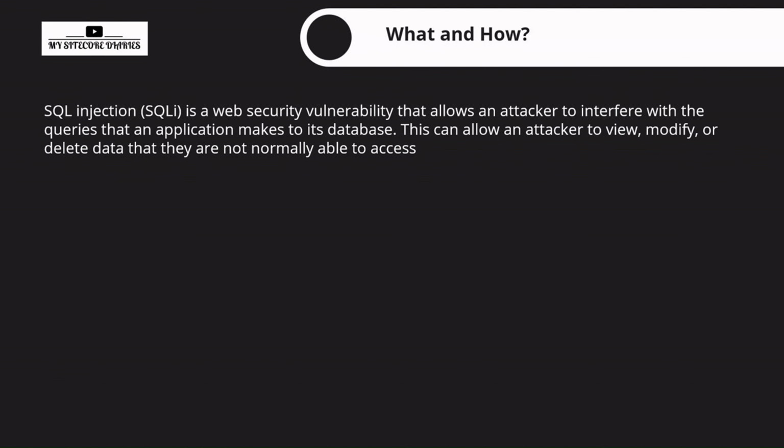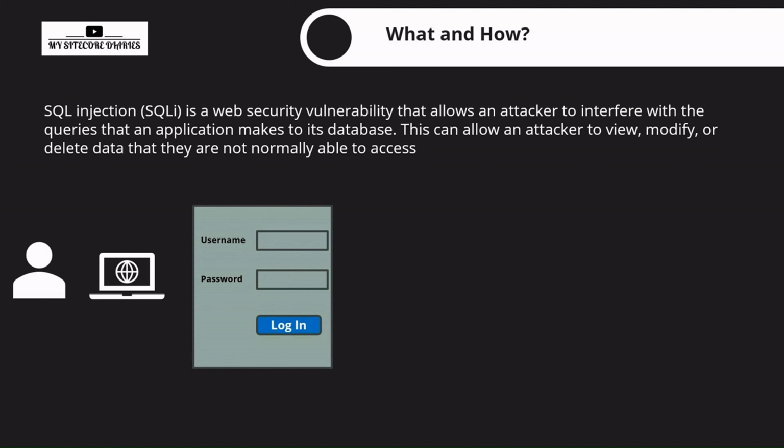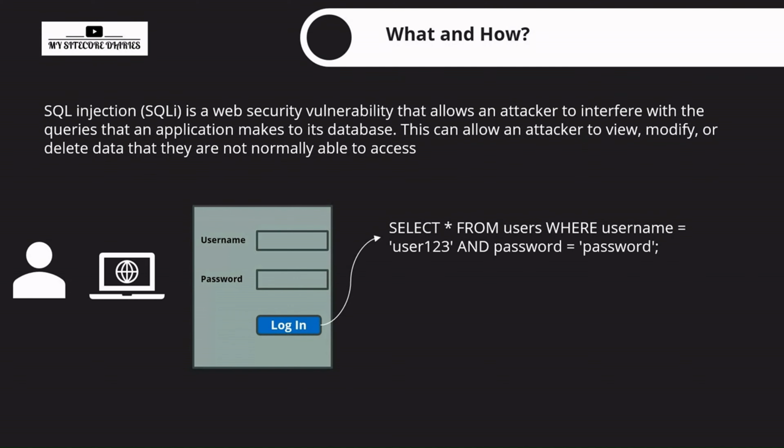So how does it occur? Let's take an example. On your website you have a login page with a username, a password, and a login button. Once you log in, you are firing a query: select star from users where username is equal to user123, which is the value you get from the username text box, and password is equal to the value you put in the password text box. So this is the simple query that gets built.